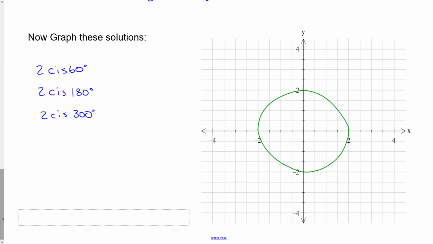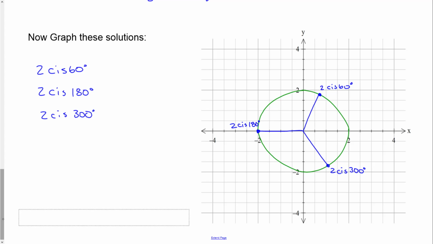Now, the 60-degree angle measure would be right here. So this would be 2 CIS 60 degrees. The 180-degree angle measure would be right here. So this would be 2 CIS 180 degrees. And lastly, the 300-degree angle measure would be right here. So 2 CIS 300 degrees.